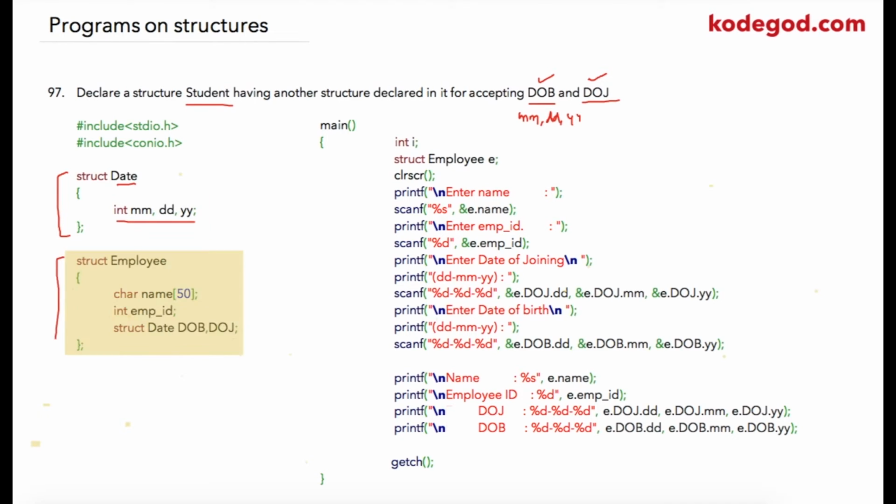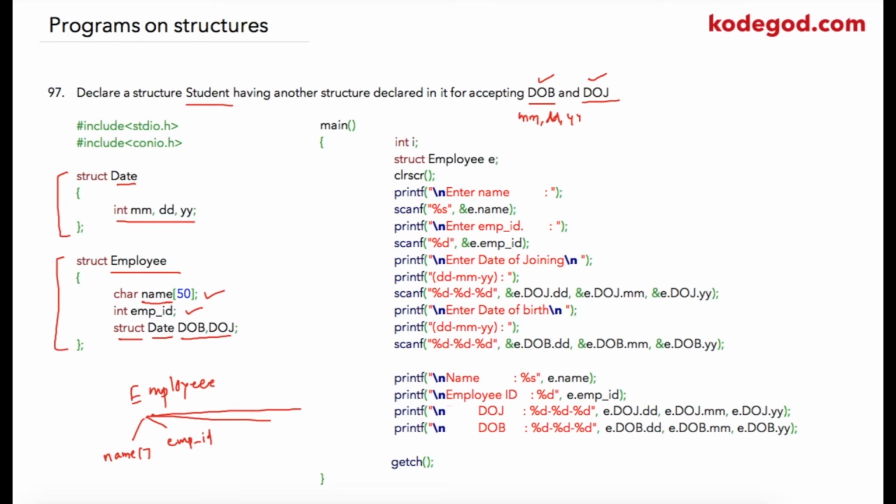Then I'm using one more structure as employee. Inside of that I have a character array, that is a string, for storing name, then an integer variable employee id, and after that I have structure variables declared inside of this structure of type date, and my variable names are dob and doj. So we have this structure as employee, and inside of that I have name as a character array, then employee id as integer, and structure variables dob and doj of type date, which internally have 3 data members of type integer, mm, dd, yy, and similarly here also mm, dd, yy.